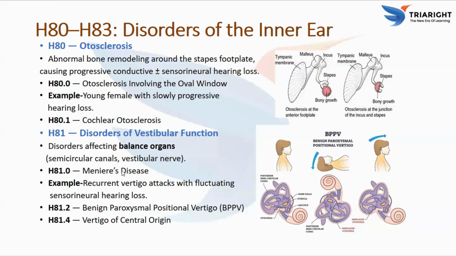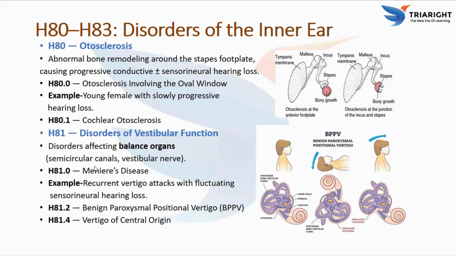So next category code is H81. So this describes the disorders of vestibular function. So these disorders affect the balance organs. Like semicircular canals, they detect the rotation, whereas vestibular structures like utricle and saccule, they detect the linear movement.